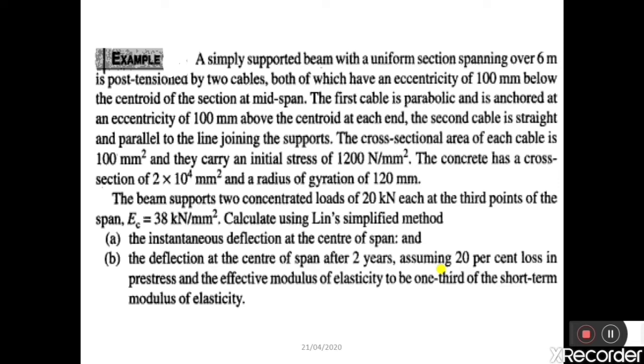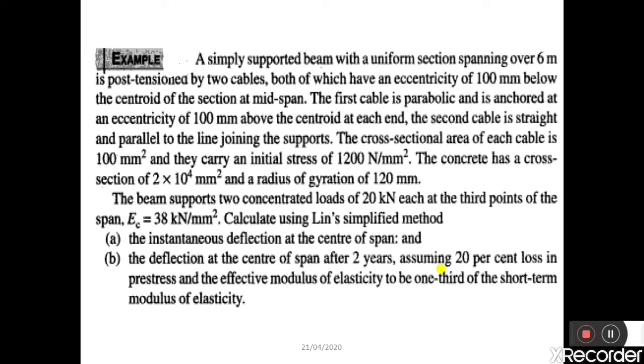Now let us consider next example. A simply supported beam with a uniform cross section spanning over 6 meters is post tensioned by two cables, both of which have an eccentricity of 100 mm below the centroid of a section at midspan. The first cable is parabolic and is anchored at an eccentricity of 100 mm above the centroid at each end. The second cable is straight and is parallel to line joining the support.